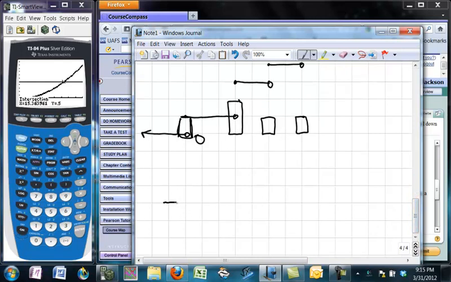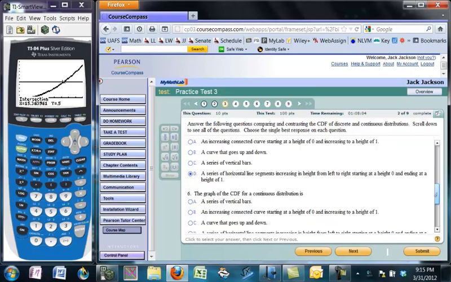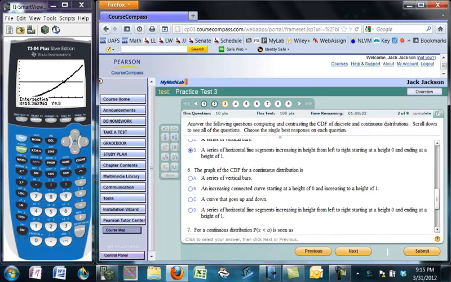In a continuous case, it's going to start at 0 and work its way up to 1 here. But it's going to be connected and increasing, or possibly level in some places. So let's see. I believe this answer is correct there, because you're careful about discrete and continuous. Graph of the CDF for a continuous distribution: increasing connected curve, starting at a height of 0, increasing to a height of 1. It is increasing. It could be level in some places, so it's technically non-decreasing, but it's basically increasing.